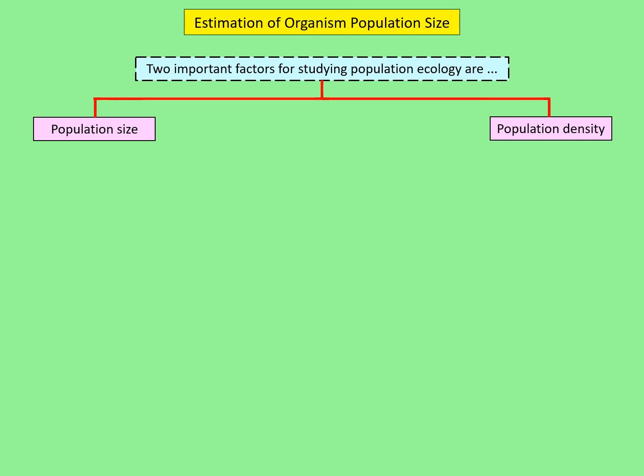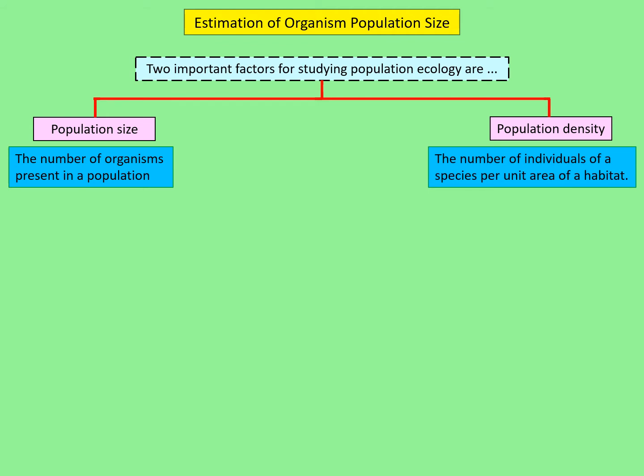Estimations of organism population size. Two important factors for studying population ecology are population size and population density. What is population size? Population size is the number of organisms present in a population, and population density is the number of individuals of a species per unit area of a habitat.